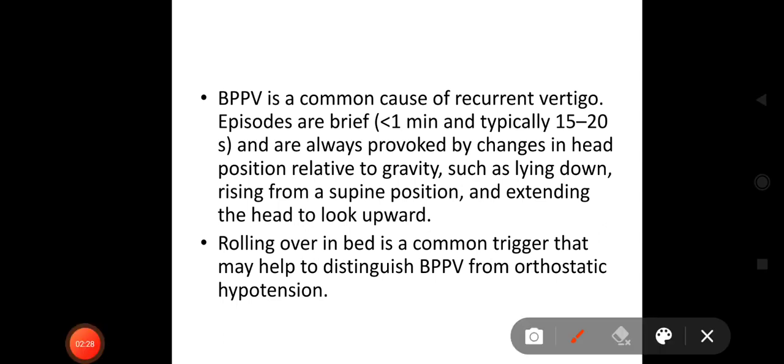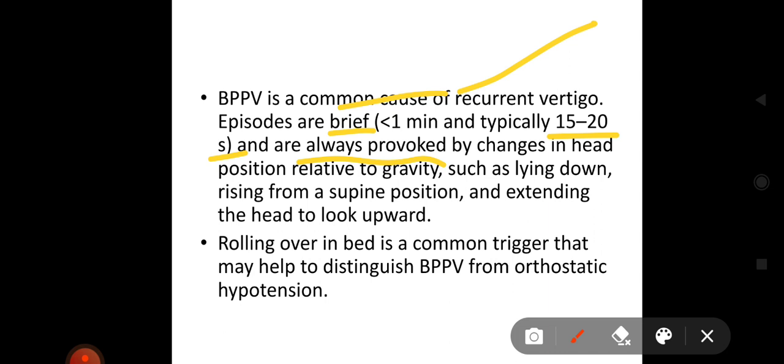we encounter these patients in neuro-OPD also. So BPPV is a common cause of recurrent vertigo. Episodes are brief, that is less than 1 minute, and typically only 15 to 20 seconds, and are always provoked by changes in the position of the head related to gravity, such as in lying down, rising from a supine position, and extending the head to look upwards.